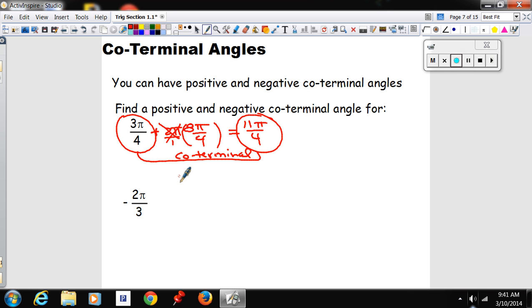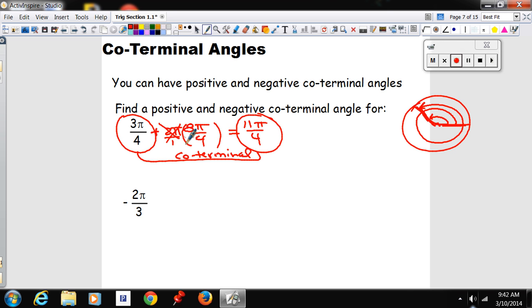Okay, let me show you what they would look like. You would have an angle, 3 pi over 4 would go right to there. Watch this closely. 3 pi over 4 would be this angle, starting here and ending here. 11 pi over 4 would be that angle right there. You started in the same place and you ended in the same place. You just went around one extra time because you added one extra rotation there.